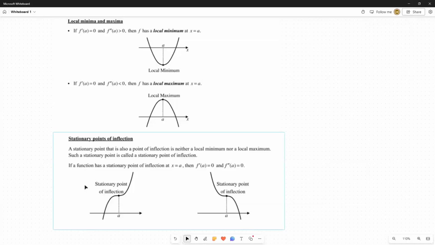We can also have a stationary point of inflection. A stationary point of inflection is when both the first derivative and the second derivative are equal to 0. They can either look like this or look like that.